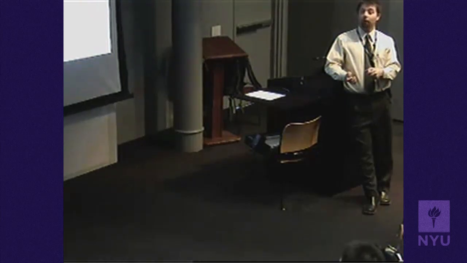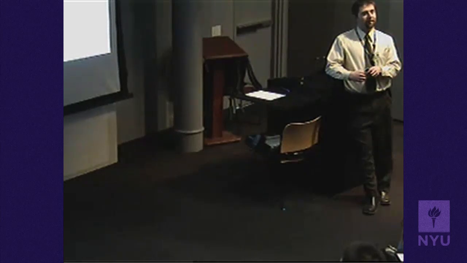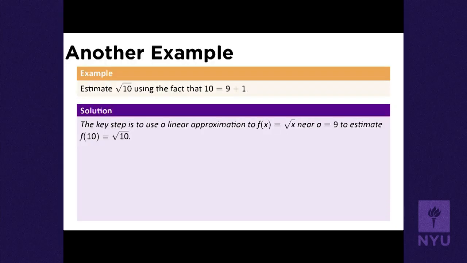Now, what's the role of the clue here? 10 equals 9 plus 1. What is that giving us a hint to do? We're going to use a as 9. Why would we use a as 9? Well, we're trying to approximate the square root of 10. And what is the square root of 9? The square root of 9 is 3. That's a nice number. The square root of 10, not so nice.